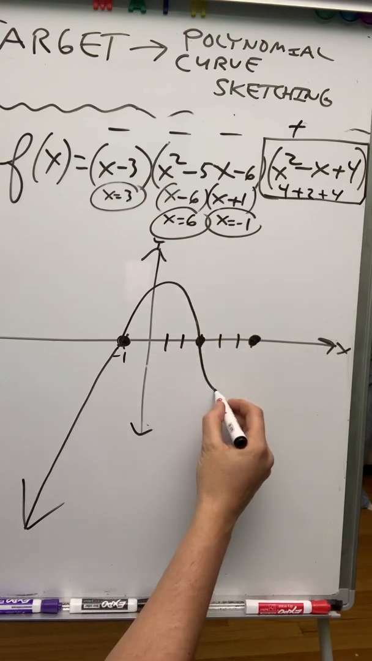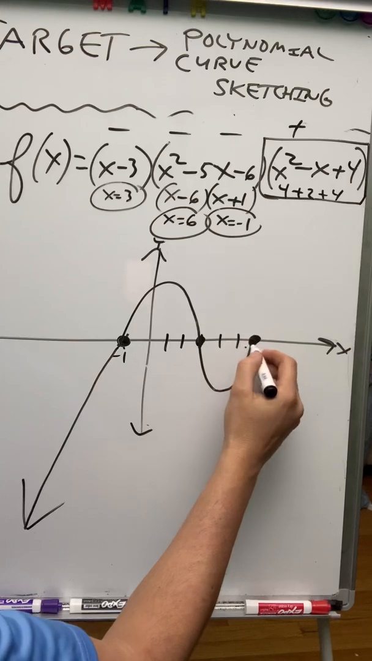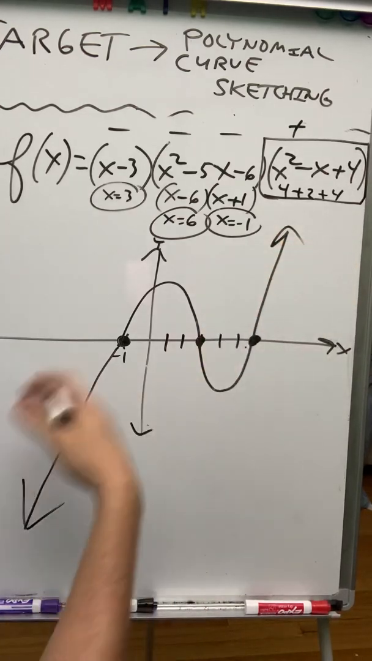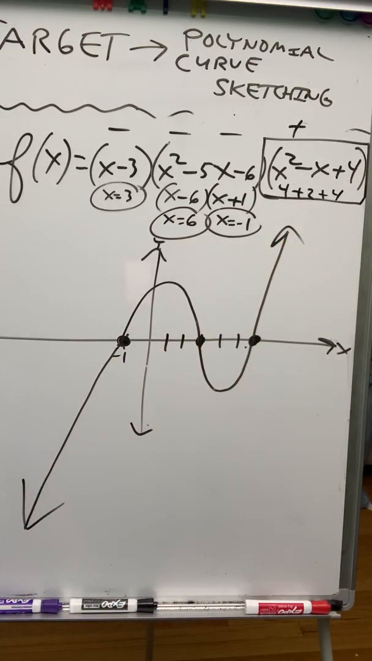And then I'm going to have to come back up because that is not a double root. It's going to cross. So there's a curved sketch of my graph with two imaginary numbers.